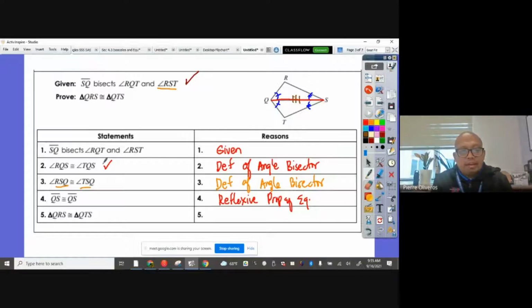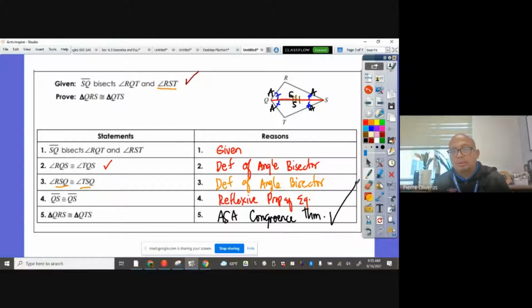So now we have an angle, a side, and an angle, and here an angle and side and angle. We can say that the triangle QRS and triangle QTS are congruent using the ASA congruency theorem. Okay, there you have it.